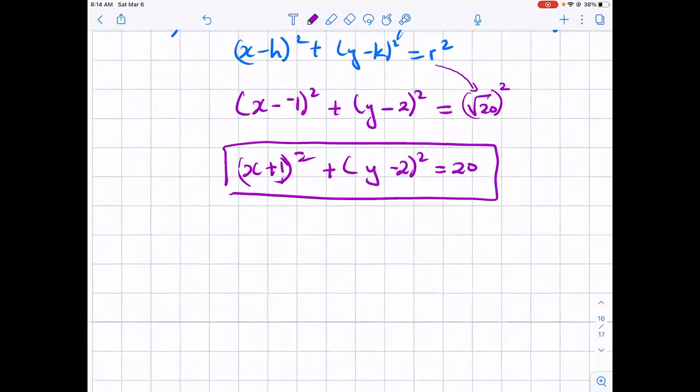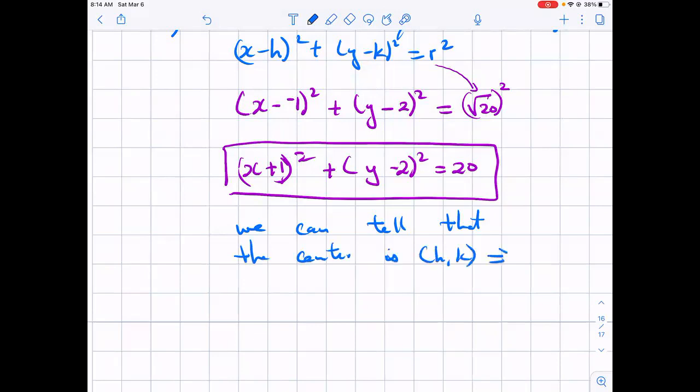Notice, we can tell that the center h comma k is equal to minus 1 comma 2 here, and r is equal to the square root of 20. So those are things you can tell by looking at the equation. Now we can also have many different applications to this.